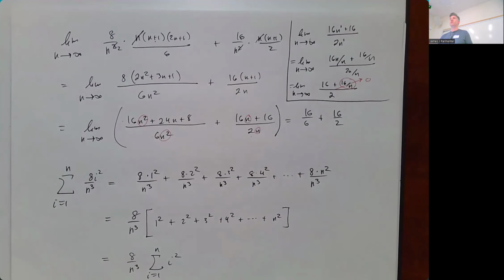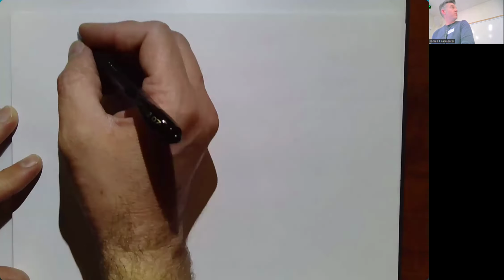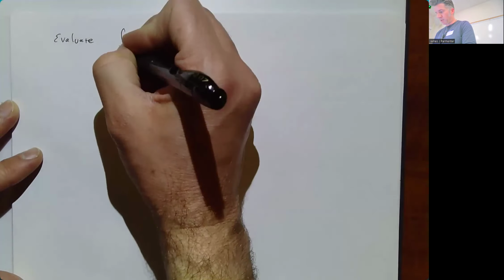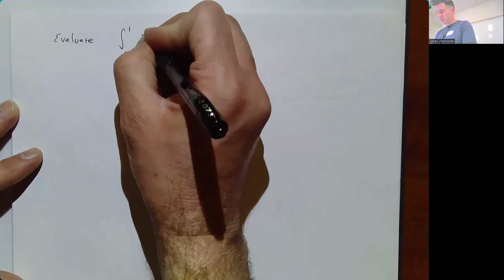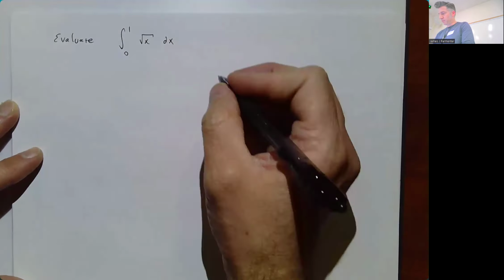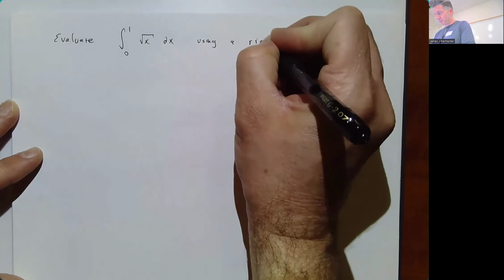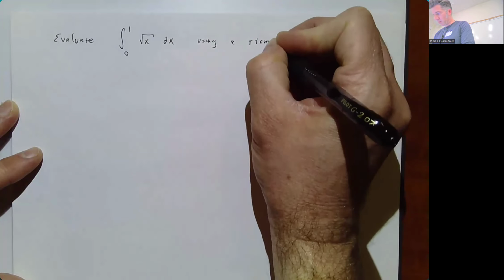All right, we're going to do another example, which is maybe somewhat atypical for me. If you can't see things, let me know. We're going to evaluate the integral from 0 to 1 of the square root of x dx using a Riemann sum.